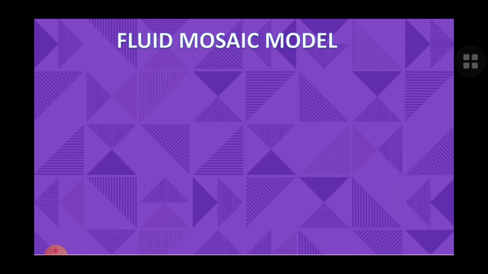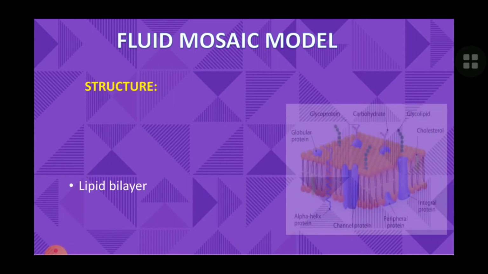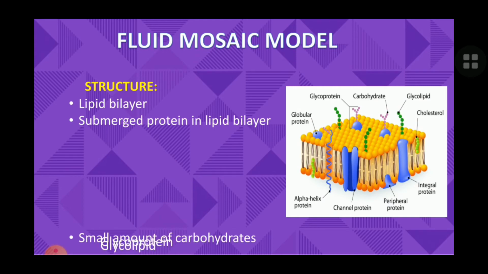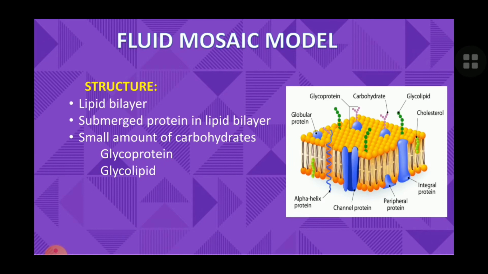Now the structure of the cell membrane, and the fluid mosaic model explains its structure. Like in this picture, you can see the lipid bilayer which is shown with yellow color. Two layers, upper and lower. Yellow color is the lipid bilayer and the embedded blue color structures are the submerged proteins. A small amount of carbohydrates is also there. There are glycoproteins or glycolipids.